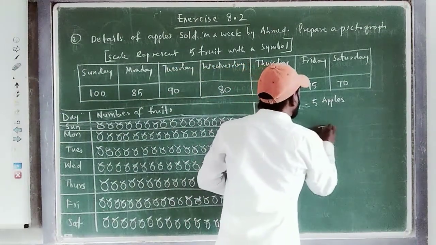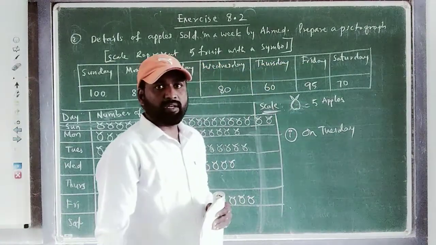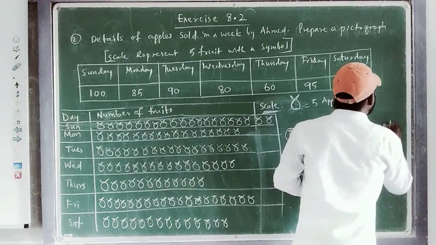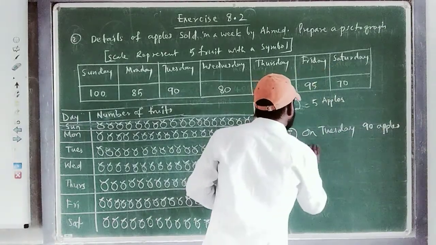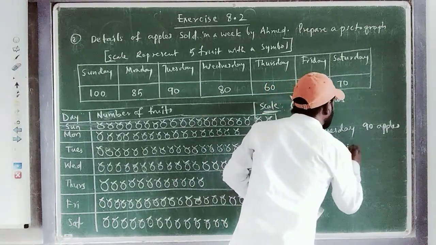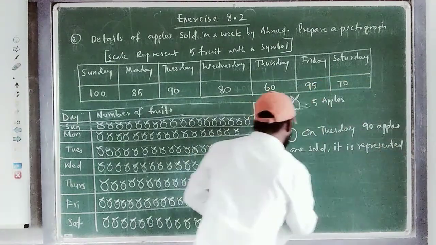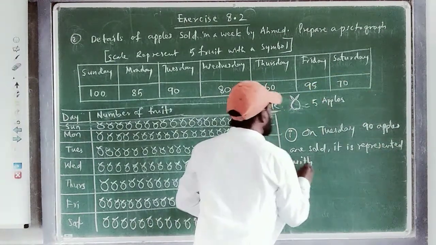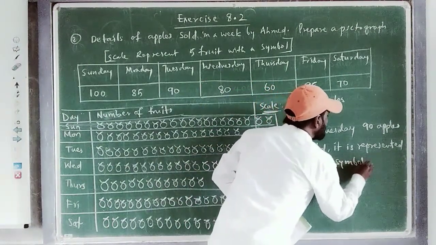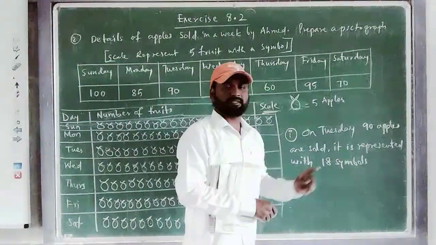So on Tuesday, total 90 apples are sold. It is represented with how many symbols? 18 symbols. Why? Because the scale is 5. So 18 fives are 90. So with 18 symbols. Okay.